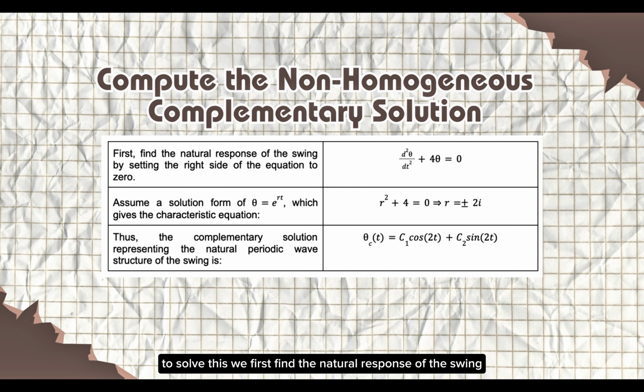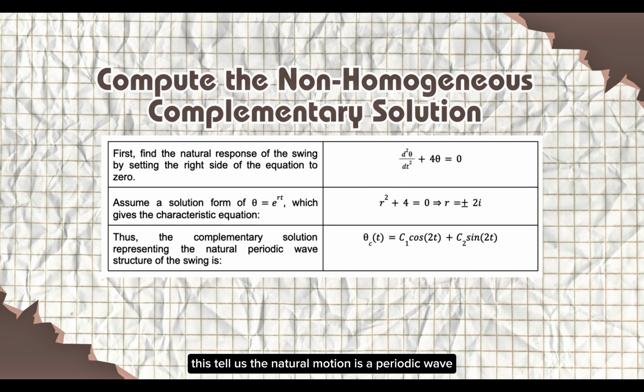To solve this, we first find the natural response of the swing, how it moves without the parent's push. We do this by setting the right side of our equation to 0 to find the complementary solution. By assuming a solution form of theta equal to e to the power of rt, we get the characteristic equation r squared plus 4 equal to 0. Solving for r gives us imaginary roots, plus or minus 2i.